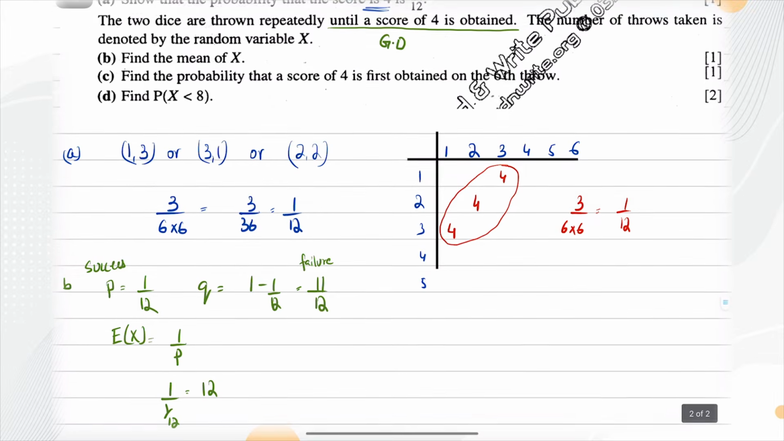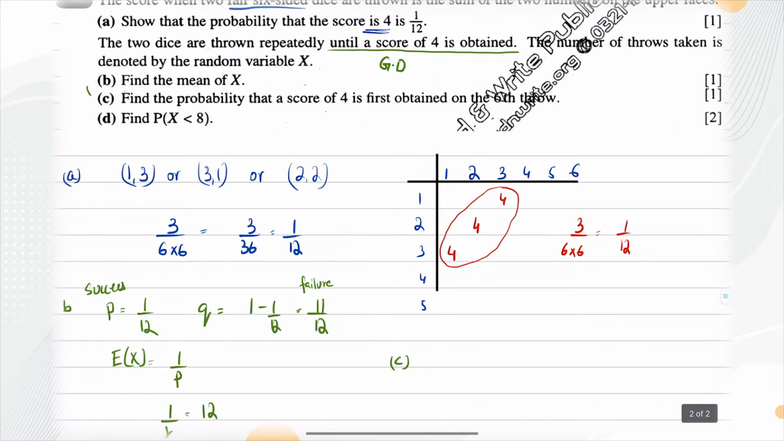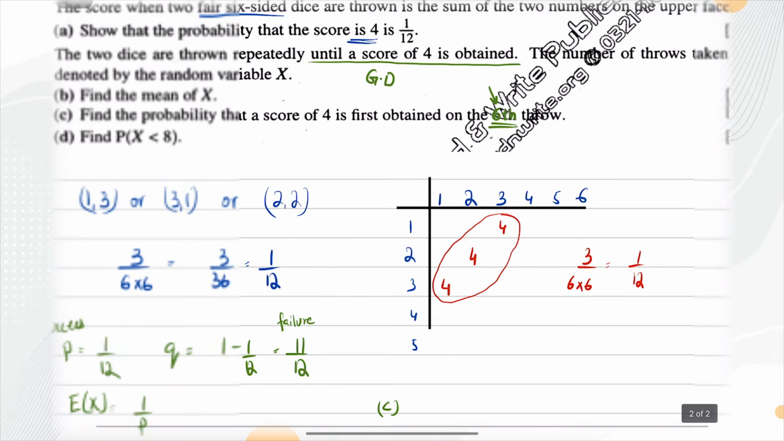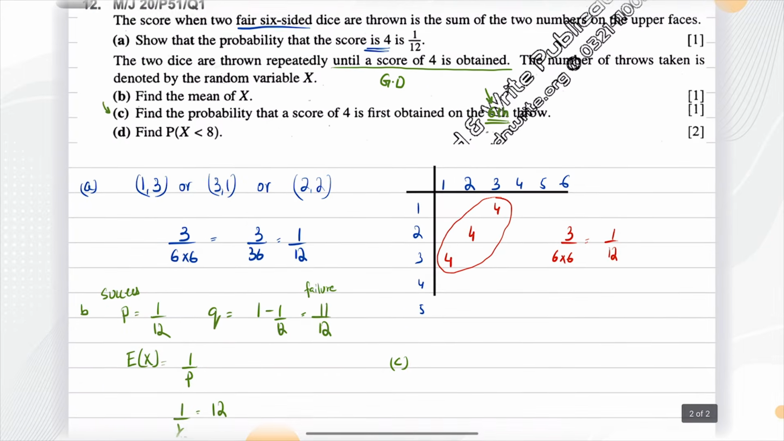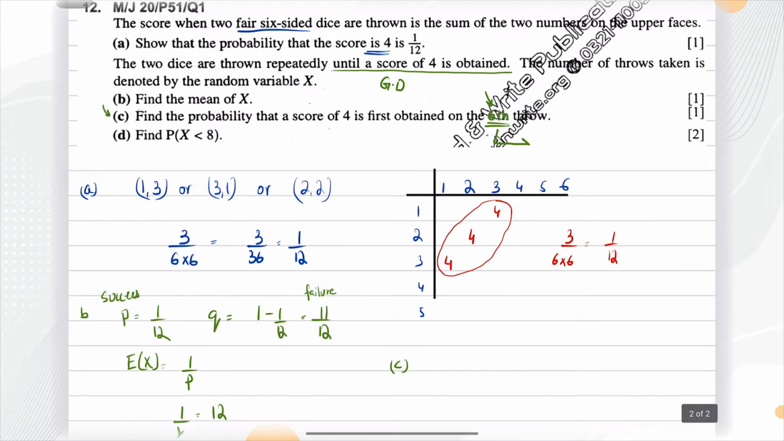Okay, now let's do part C. Part C is the geometric distribution part. It says find the probability that a score of 4 is first obtained on the 6th row. In case you guys can't see, this is basically 6th. Okay, so we need to find out the probability of getting a score of 4 on the 6th row. So what does that tell you about the score on the first 5 throws? What does that tell you?